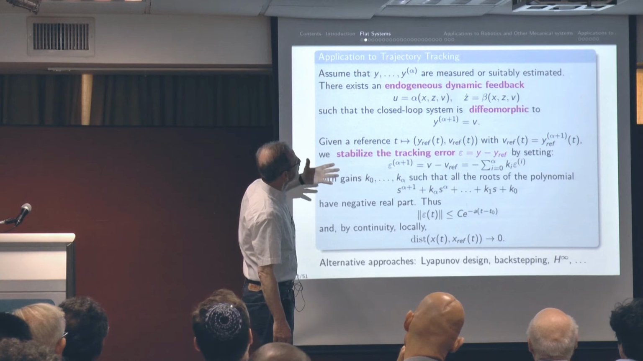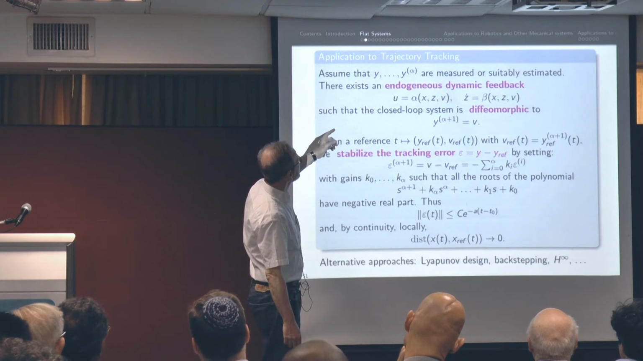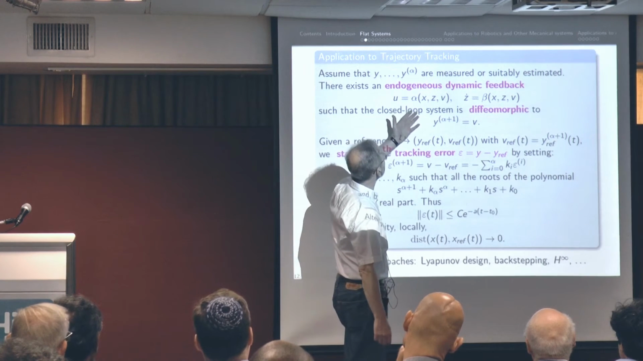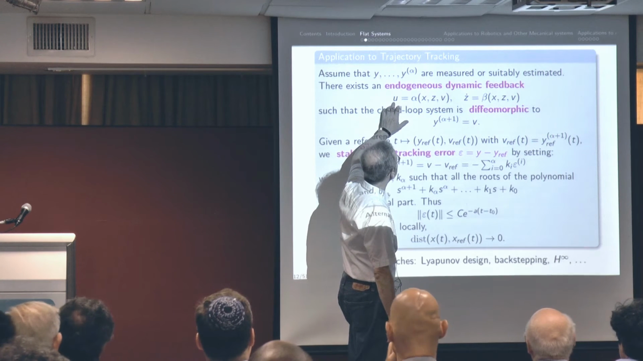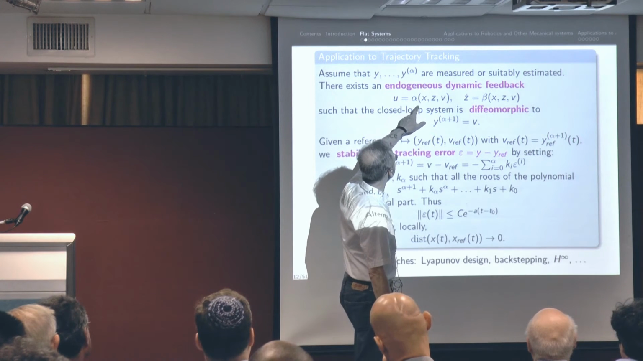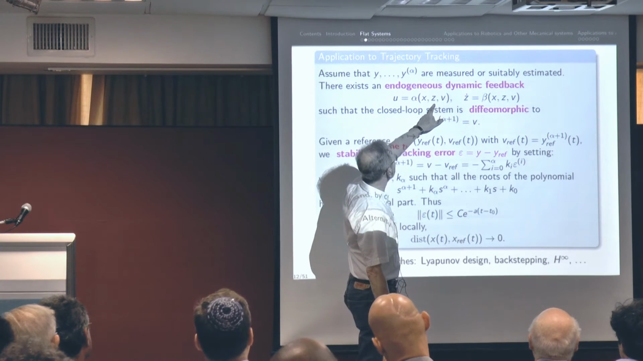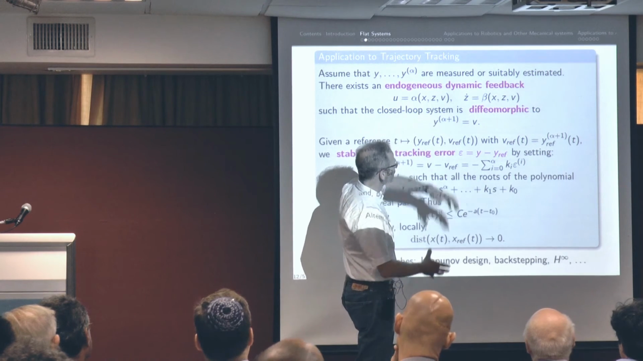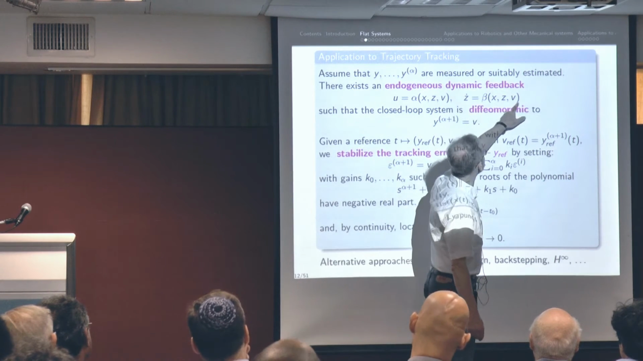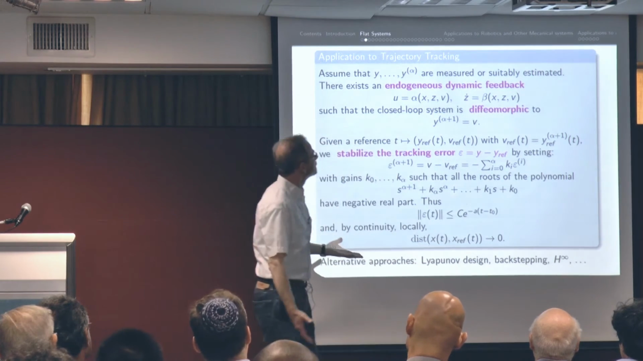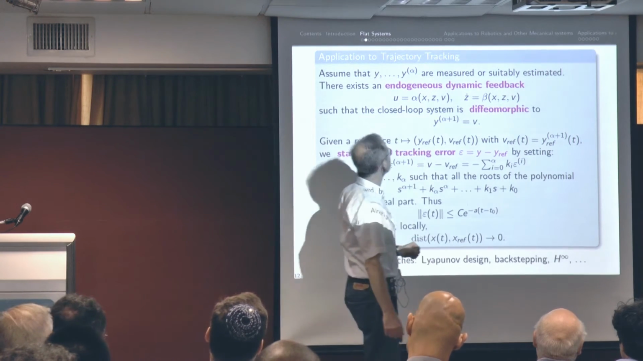The main result is that if a system is flat, there exists a dynamic feedback which is called endogenous. I'll say why after. Namely, you can express u as a function of x and a new control v and a new state variable z, which extends the system and which satisfies a dynamics that you can choose. Z dot equals beta of x, z, and v, and you have the choice of beta.